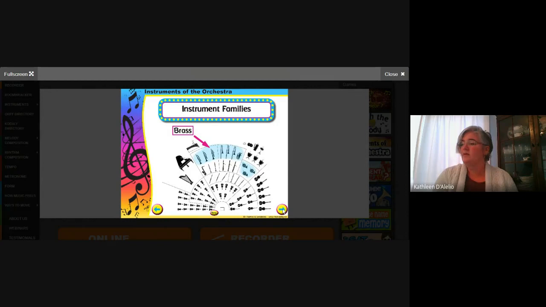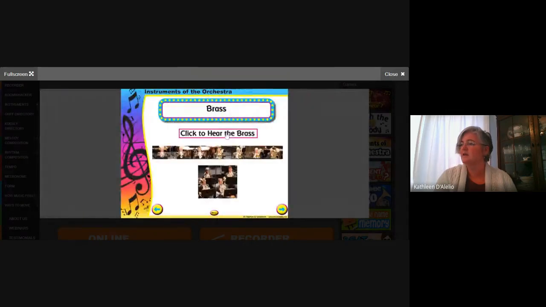The third family we're going to talk about is the brass family. They're shaded in blue here. They sit closer to the back. Let's hear the brass family.